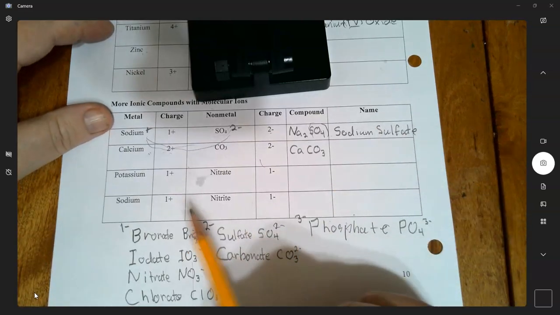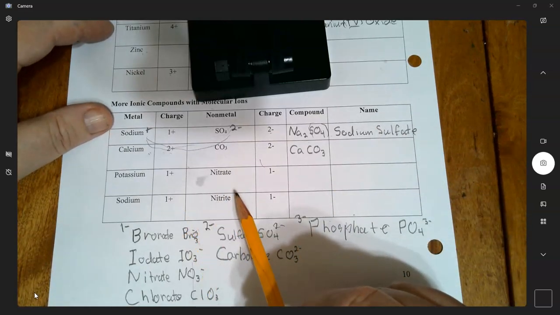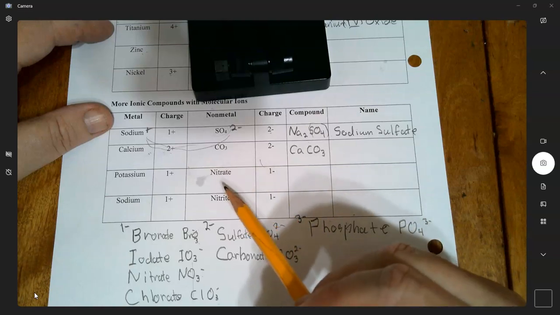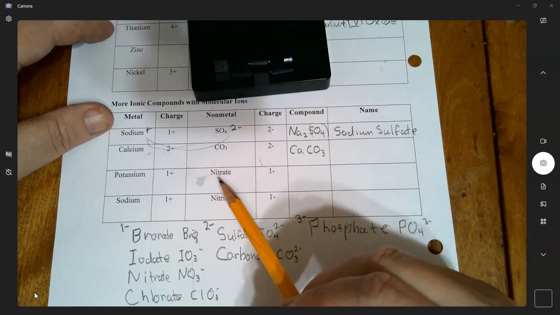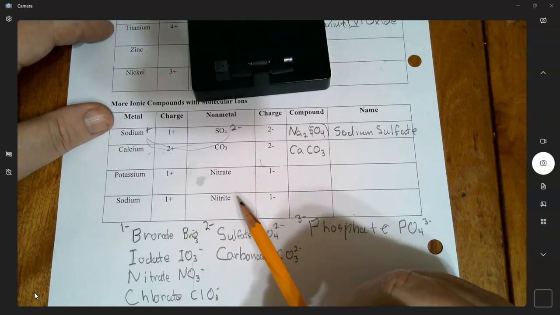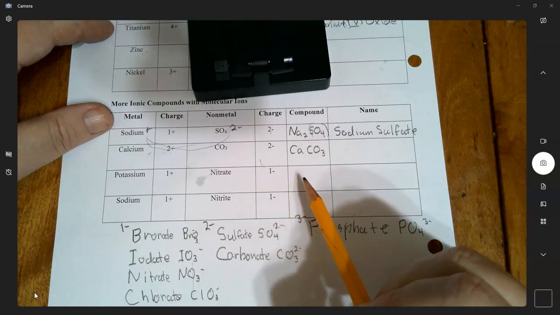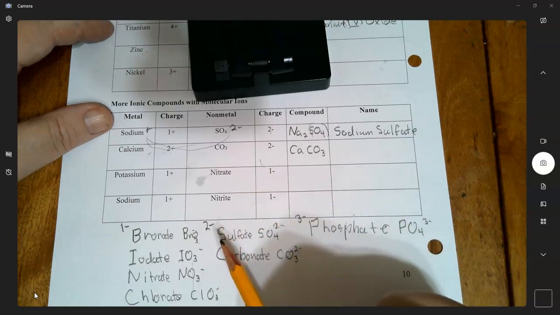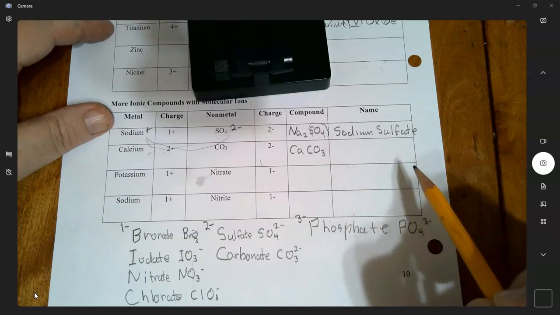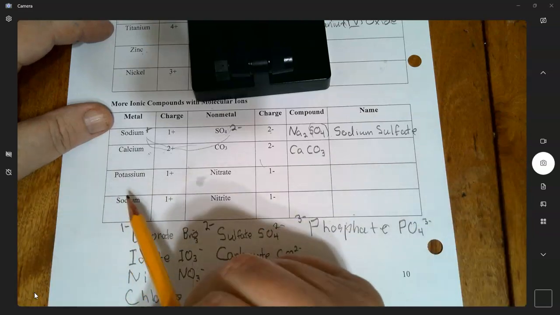Okay, let's talk through the last 2. You write them down. Potassium and nitrate. So nitrate is an N, a part of BINC, so it's a 1 minus. I gave you that. So it's KNO3, and that's potassium nitrate. Just simply put those 2 words together.